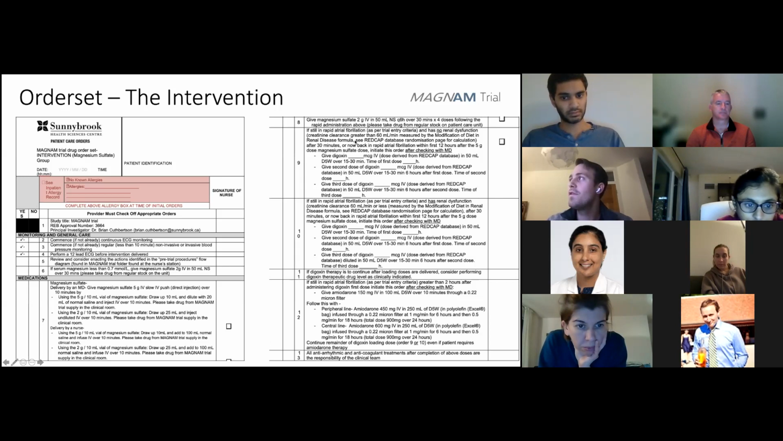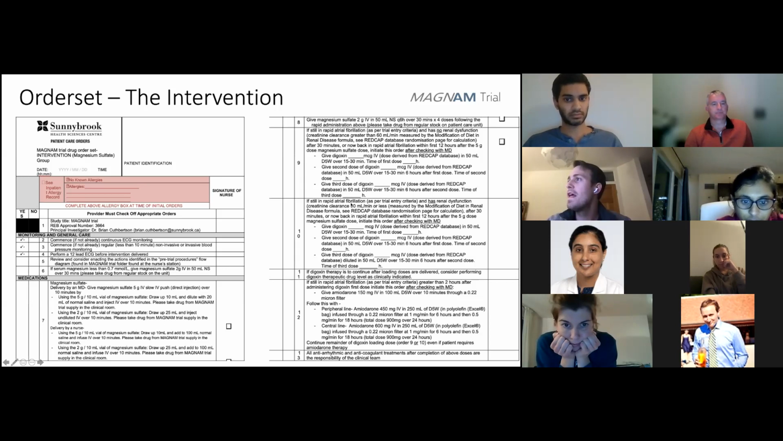And then these next boxes wouldn't be filled out without the nurse paging you or you realizing that the patient is now back in AFib, because we wouldn't want the nurses to just give all of these medications without an actual clinical indication. So if the patient's back in AFib, then you would fill in your digoxin dosing that you get from REDCap. And if they have renal function, that's this second box here, number 10. The first box is their regular dosing.